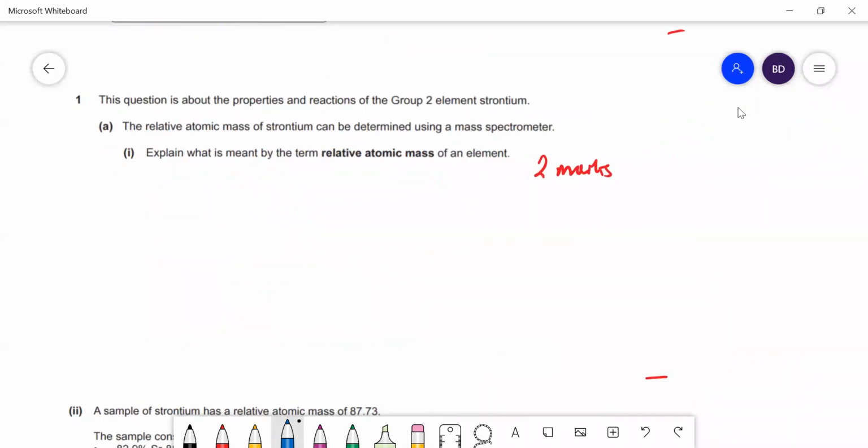Properties and reactions of group 2 element strontium. The relative atomic mass of strontium can be determined using a mass spectrometer. What is meant by the term relative atomic mass? Okay, so the best way to answer that is with the equation.